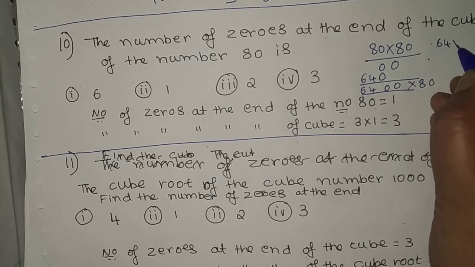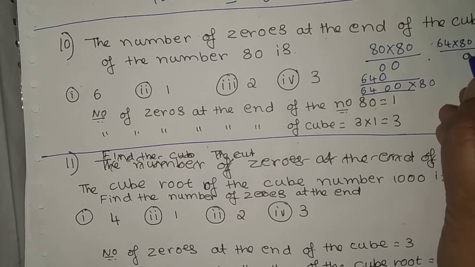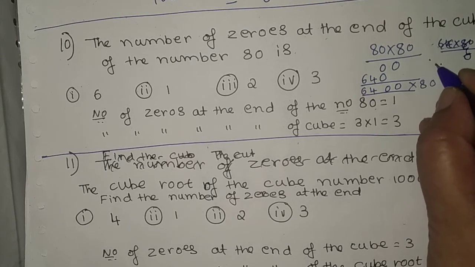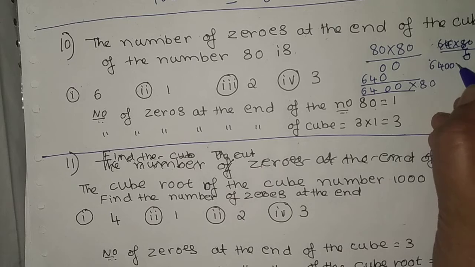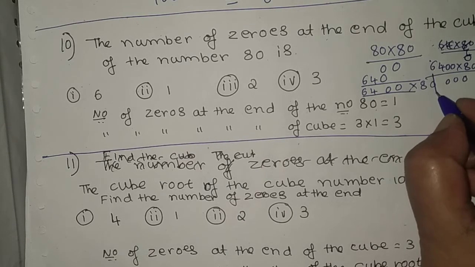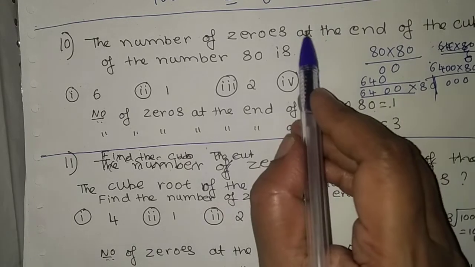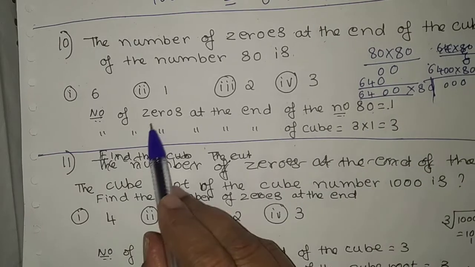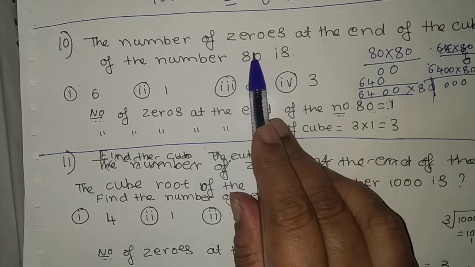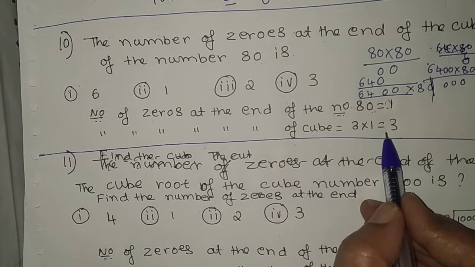Again, how many zeros will we get into 80? So 64 into 80, how many zeros? Sorry, this one will become 6400 into 80. How many zeros will we get? 3 zeros will get here. Before that, the number of zeros at the end of the number 80 is 1. After cubing this, we are getting 3 zeros.